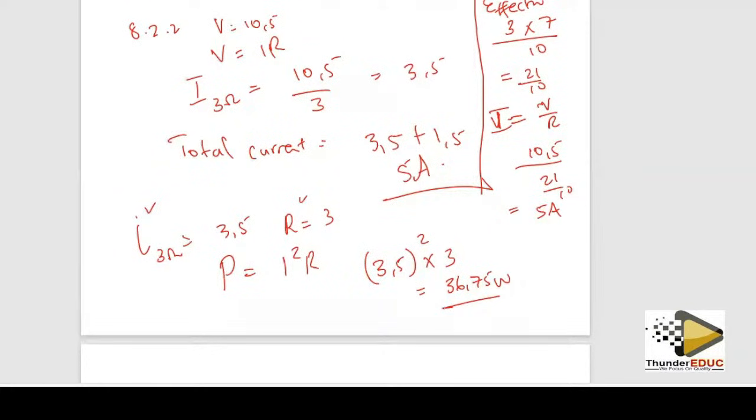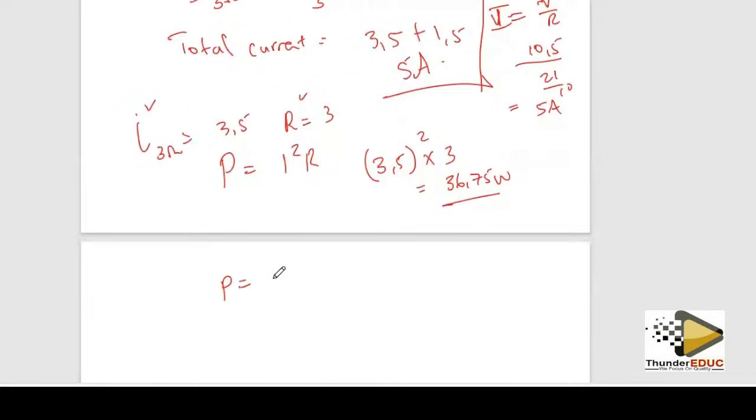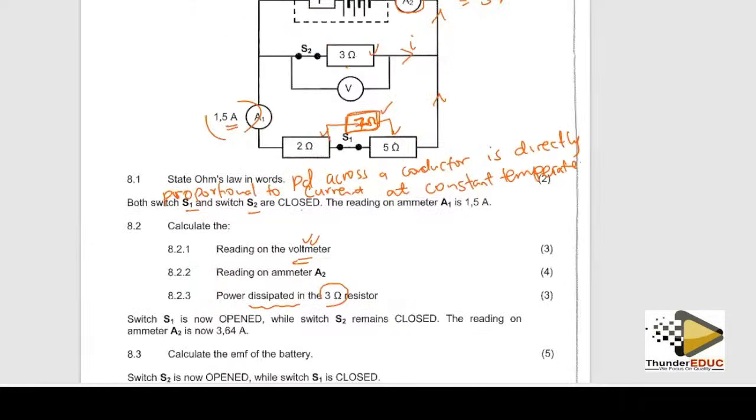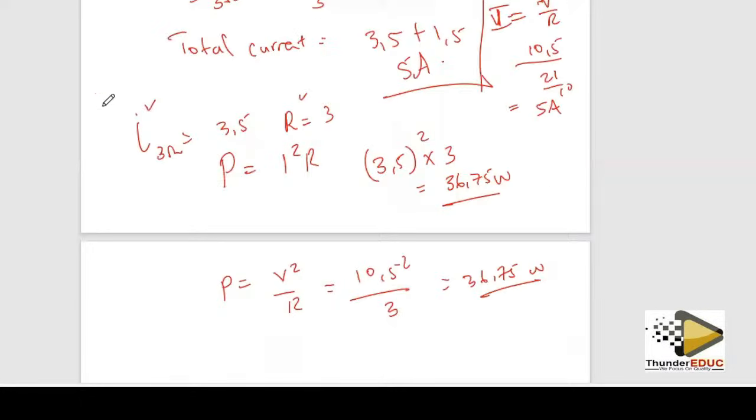Alternatively, I can use the voltage approach where I have V squared over R, because you know the voltage across the 3 ohm is 10.5. Okay, and then I'll divide by 3. 10.5 squared, divided by 3, I'll still get the same thing of 36.75 watts. So whichever option you take to use, we shall be happy for you. So that is 8.2.3.